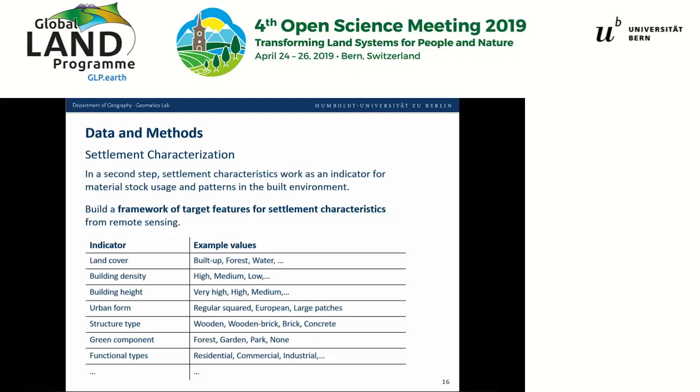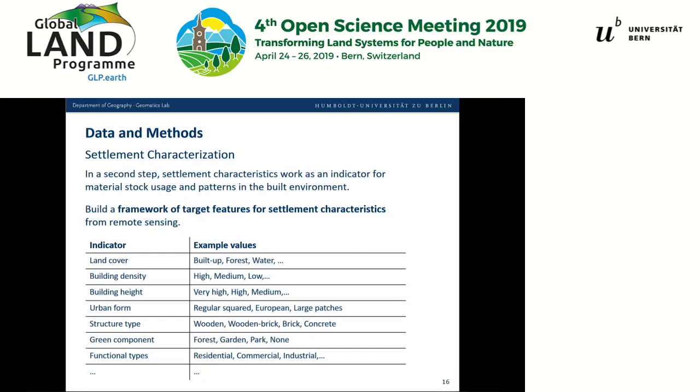I showed land cover maps. Think about building density. We've seen that visually. We can think about building height, urban form, structure types. Do we have green components in that area? What are the functional types? Is it a residential area, commercial area, and so on?